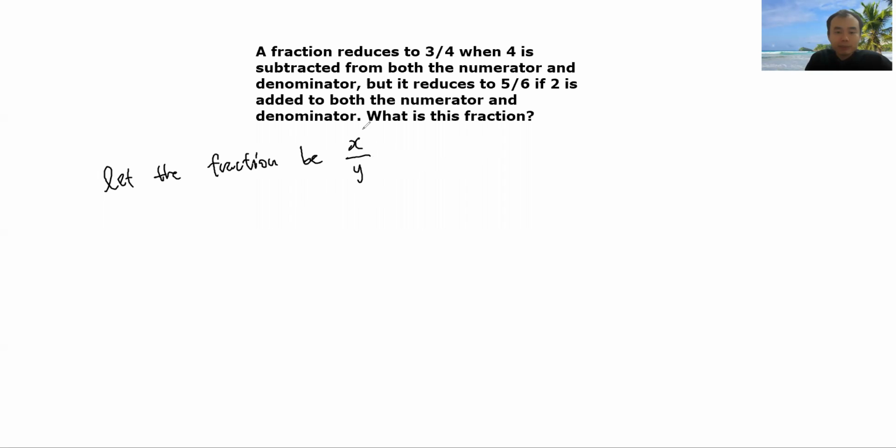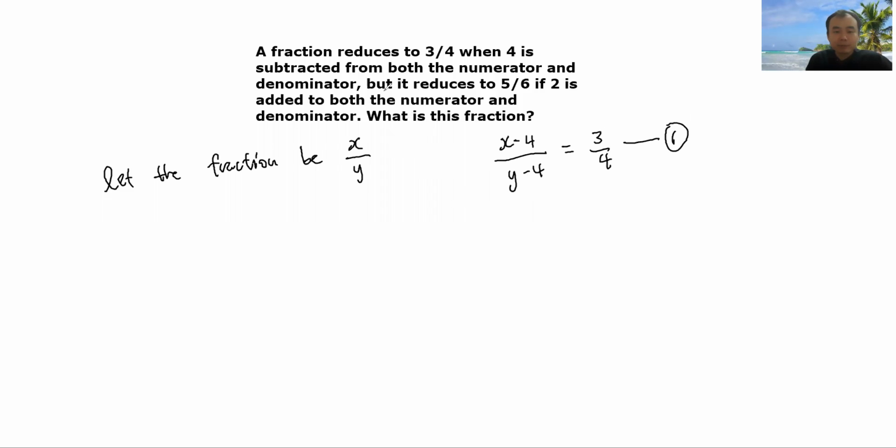When 4 is subtracted from the numerator and denominator, your fraction will become 3 over 4. So I can take (x minus 4) over (y minus 4), and that should equal 3 over 4. Let's call this equation 1.